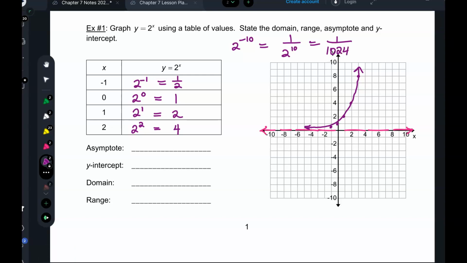It's just touching at that point. It's going to look like it's touching at this point. So it's okay if you make it touch. Just don't go underneath the asymptote, okay?